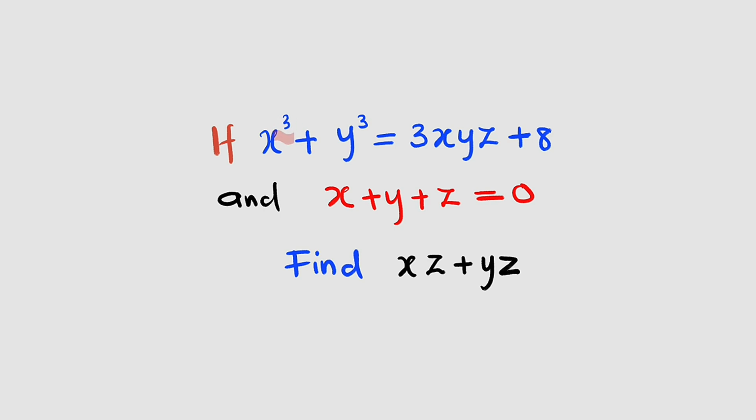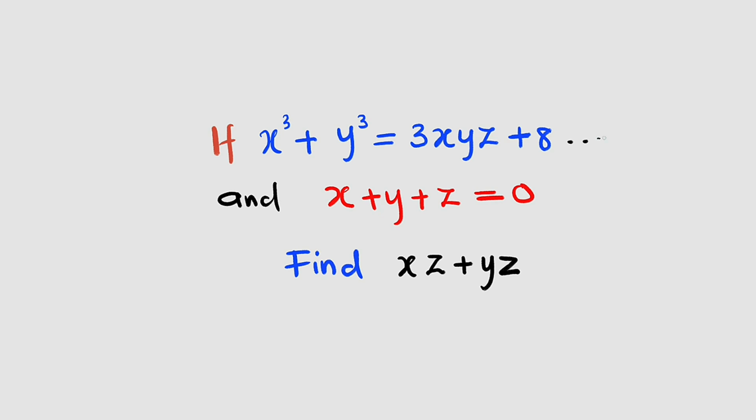We're given that if x to the power of 3 plus y to the power of 3 is equal to 3xyz plus 8, and also x plus y plus z is equal to 0, we're asked to evaluate xz plus yz. I want us to start from the first two equations, simplify them to the best we can just to obtain xz plus yz. Let's get started.